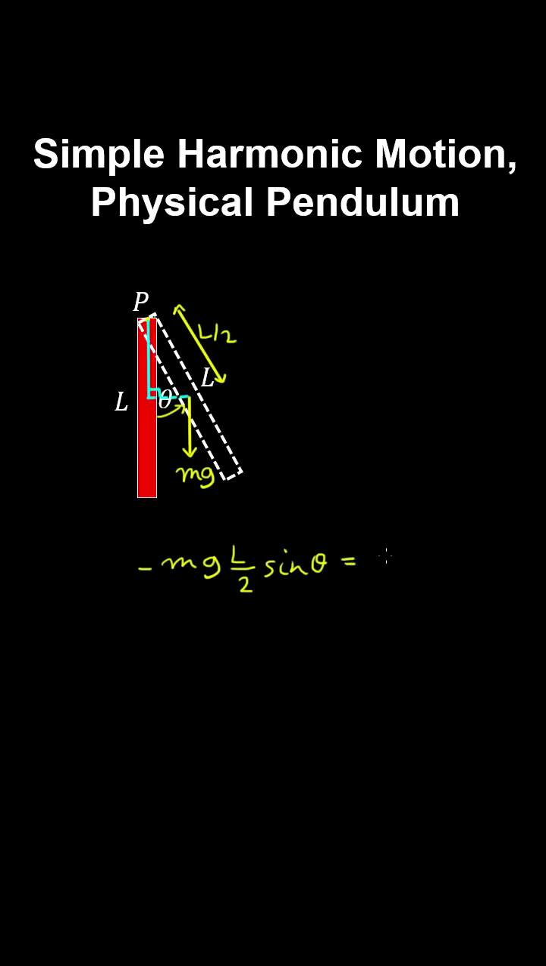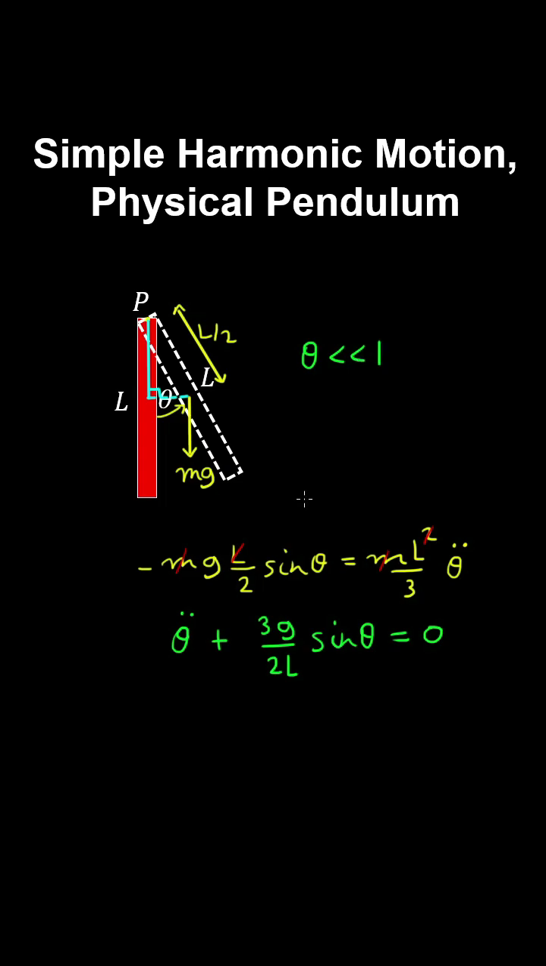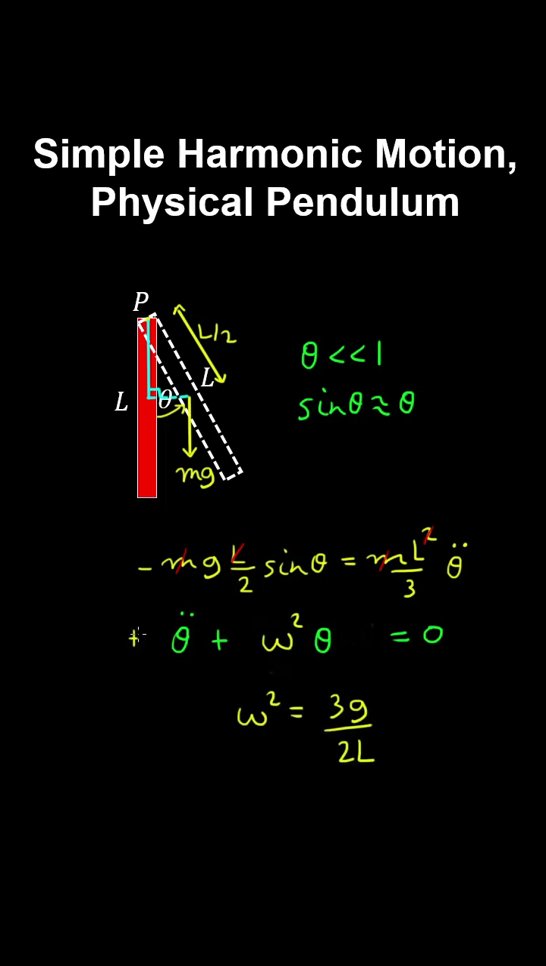And that's equal to the moment of inertia of the bar about an axis passing through its endpoint multiplied by the angular acceleration. And now doing some algebra and using the small angle approximation, where the bar swings to a maximum angle much less than 1, then we can approximate sine theta as theta. And this quantity is the square of the angular frequency. So again we can use the solution for a harmonic oscillator with one spring that's oscillating horizontally.